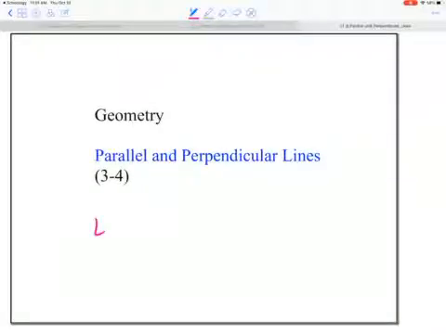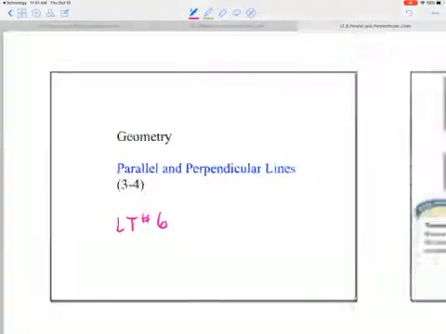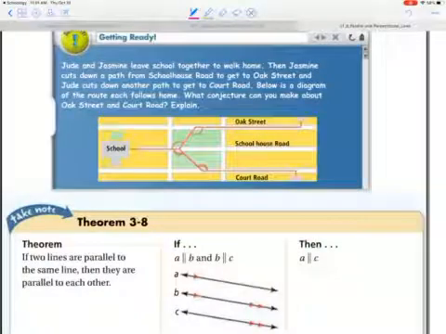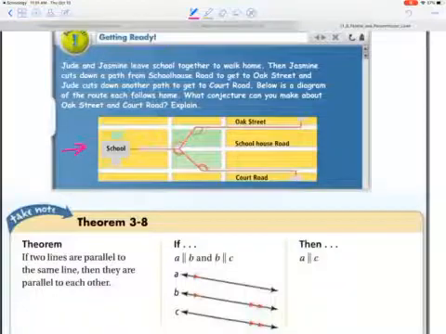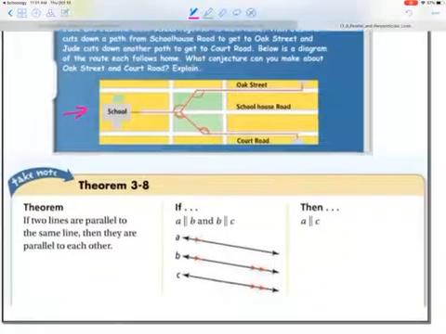This movie is for learning target number 6, unit number 3, parallel and perpendicular lines. One application of parallel and perpendicular lines is when you're looking at a map. You have many parallel streets. Sometimes you have streets perpendicular to other streets, but it's a really great application of all the theorems we're going to be talking about in this section.